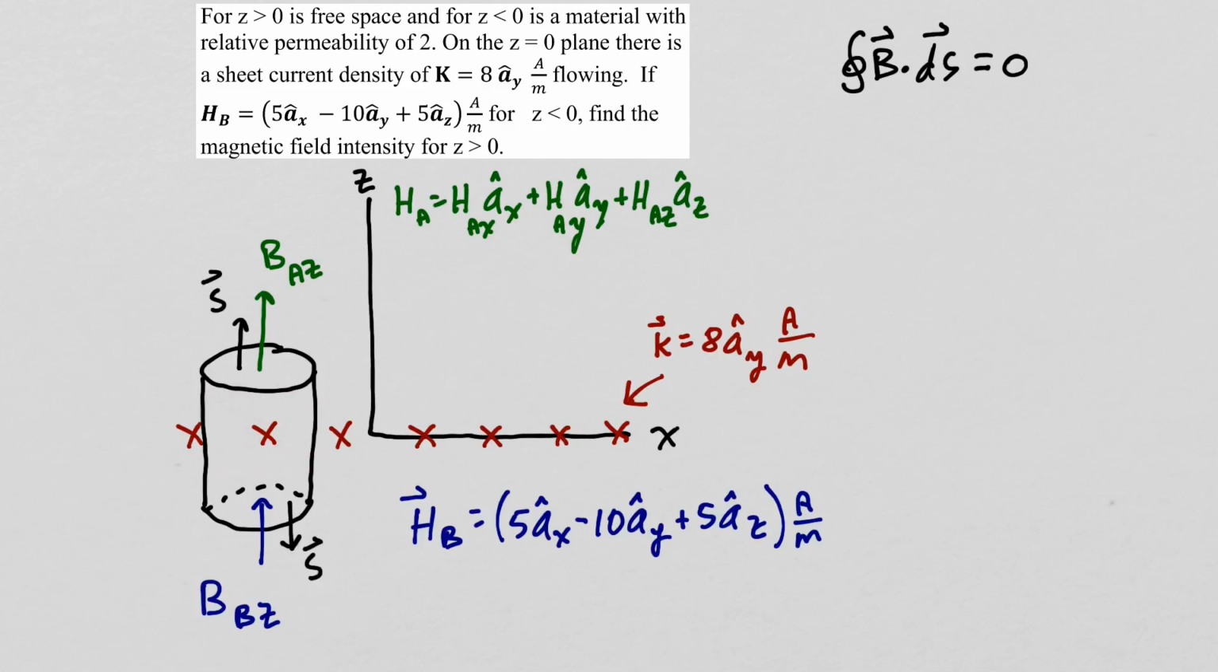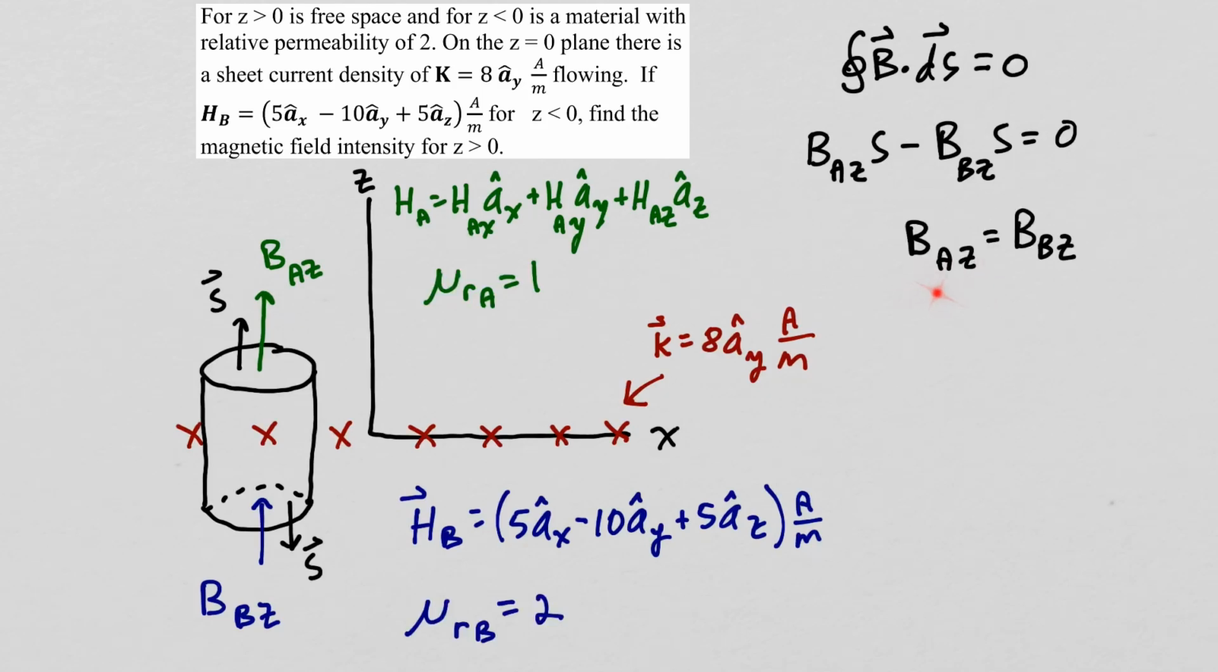S is the area of the top and bottom surface, and the top surface points in the z direction, the bottom surface points in the minus z direction. The integral of B dot dS over the top surface will be B sub az times S, and over the bottom surface it will be minus B sub bz times S. The minus sign comes about from the dot product between B and S, which are pointing in opposite directions. So B sub az is equal to B sub bz.